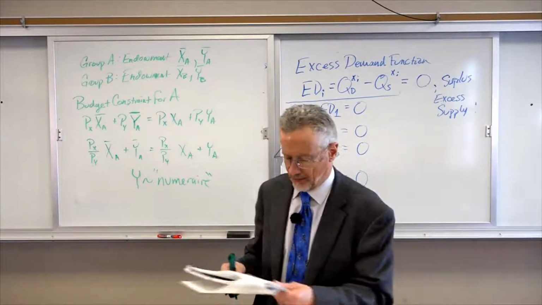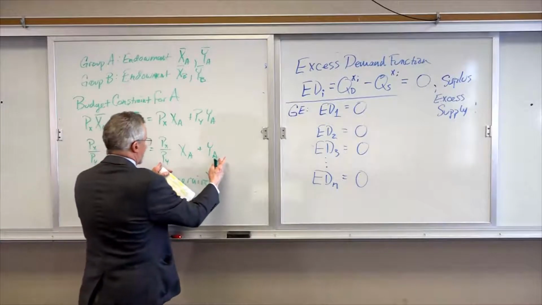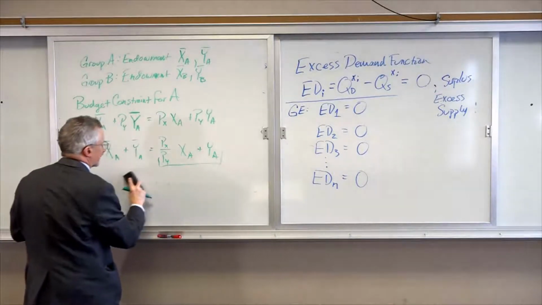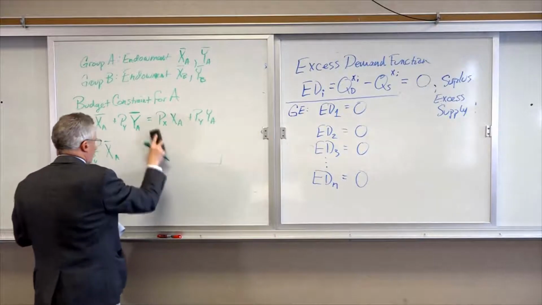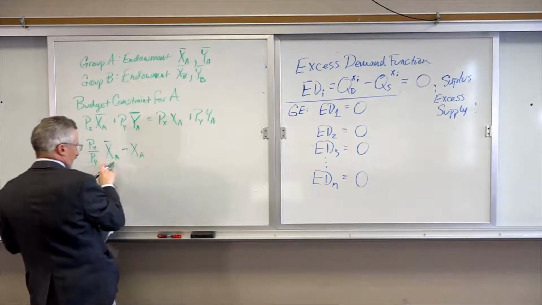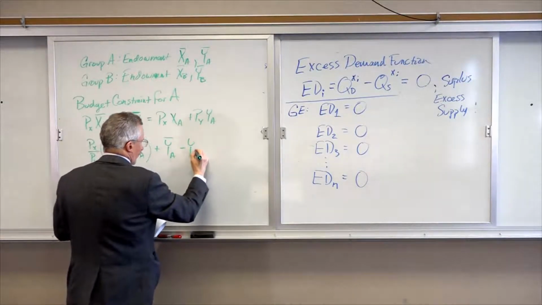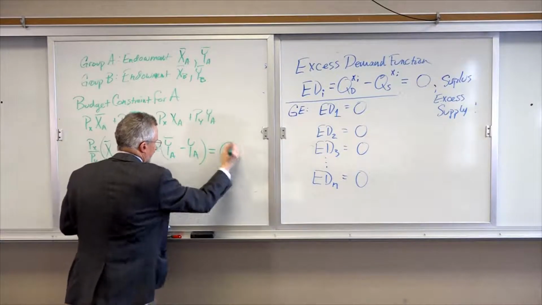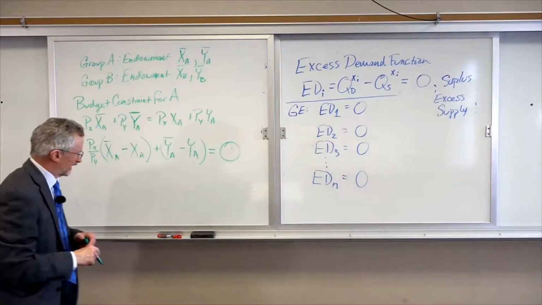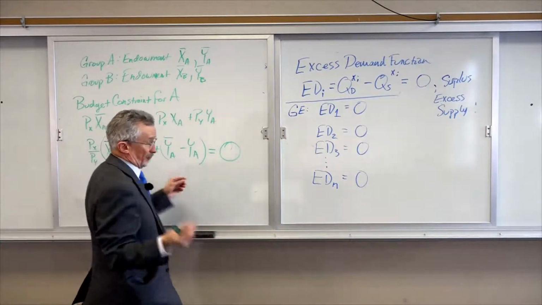Great. Next thing I'm going to do is rearrange this by subtracting this from both sides of our equation. Let's do that. And I shall erase this. Rearranging terms, what we end up with is XA bar minus XA plus YA bar minus YA equals zero. Okay? So, what do I have here now? That is group A's demand for good X. That is group A's demand for good Y.